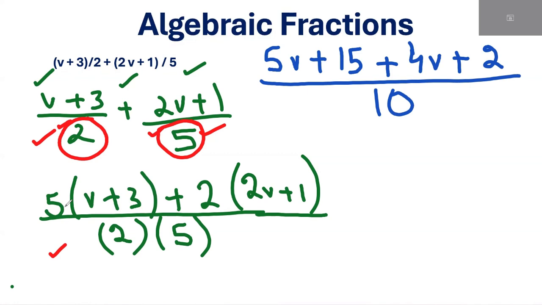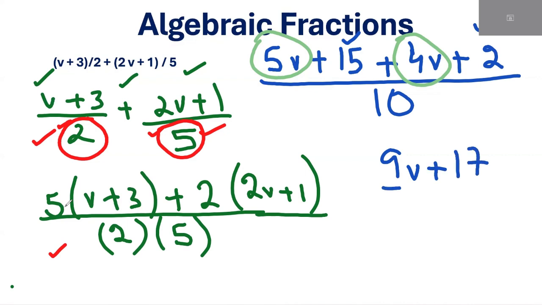Now remember, like terms can be added together. What are the like terms? 5v and 4v. These are like. So I'm adding this. 5v plus 4v will give you 9v. And 15 plus 2. What are the constants? 15 is a constant, 2 is a constant. You can add them together. It will give you 17 divided by 10.